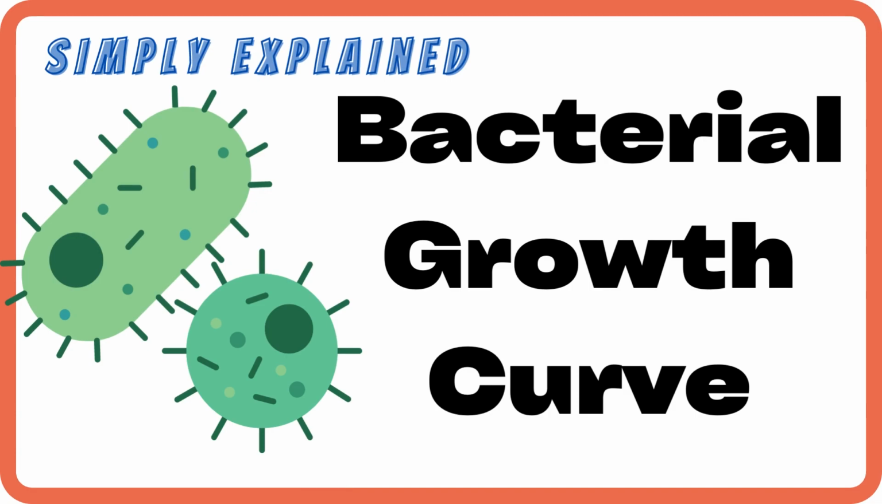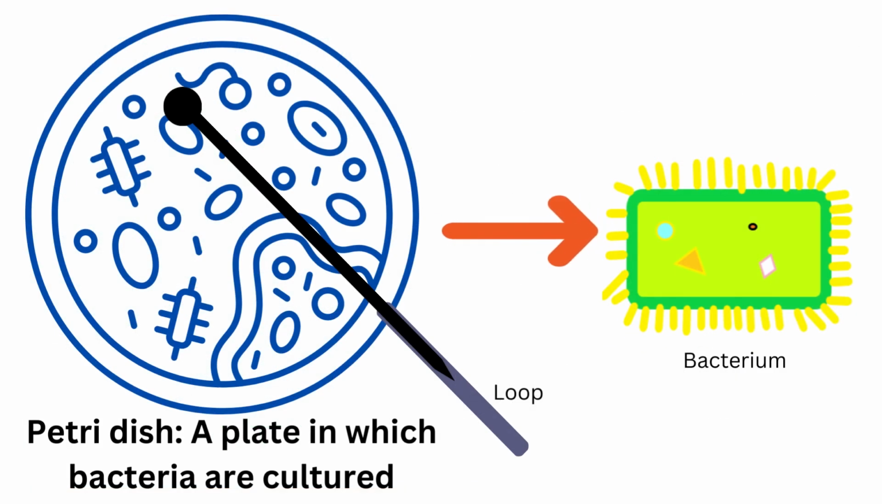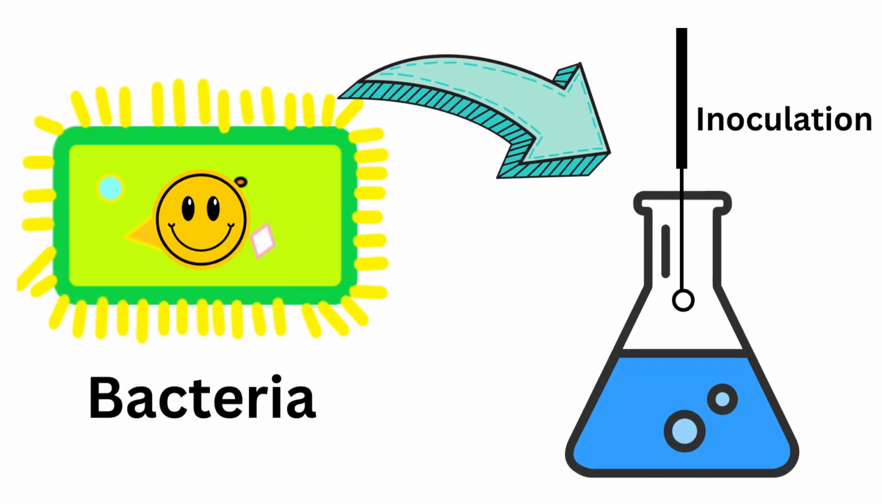In this video, let us discuss the bacterial growth curve. In laboratory conditions, bacteria are usually maintained on a plate known as the Petri dish or the Petri plate. With the help of a sterile loop, bacteria can be inoculated in a liquid culture medium. Bacteria, when inoculated in a liquid media, begin to multiply and increase in number.